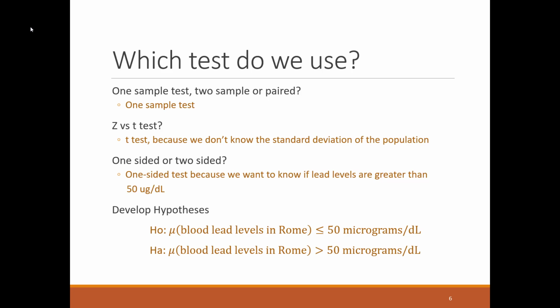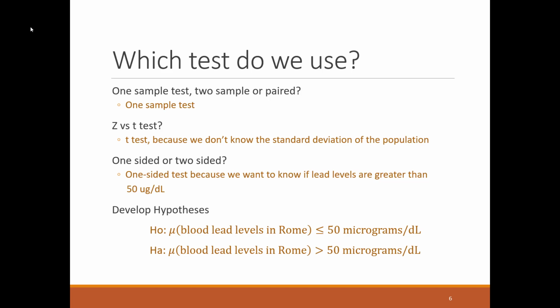So should we use a one-sided or two-sided test? In this case, we're going to use a one-sided test because we want to know if lead levels are greater than 50 micrograms per deciliter. So there's directionality there. It's not an equals, not equals test. It's a lesser or greater. In this case, it's greater.